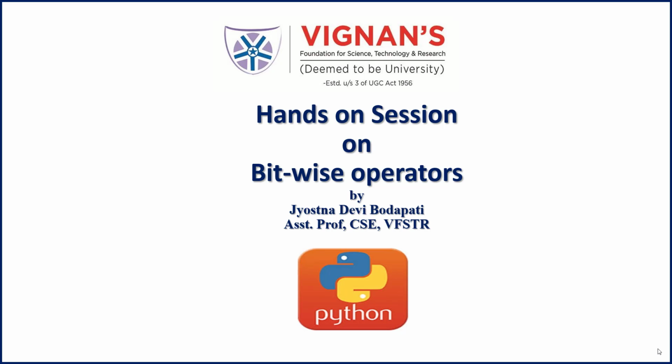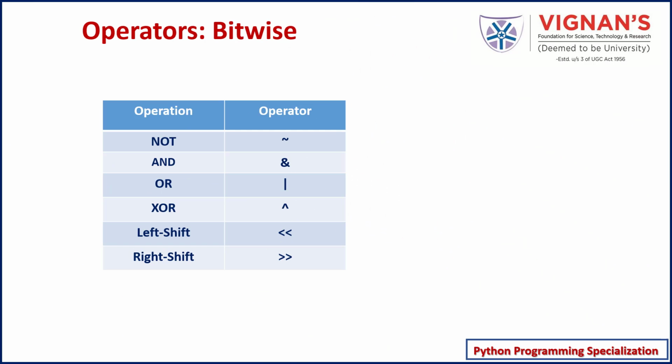In the last video, we have seen the working of relational and the logical operators. In this video, we will see how to use various bitwise operators that are supported by Python. So, Python basically supports various bitwise operators like NOT, AND, OR, XOR, left shift and the right shift. These operators work on the binary representation of the given operands. That is why these operators are known as bitwise operators.